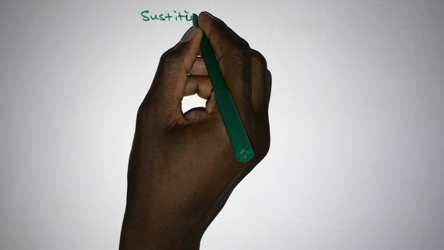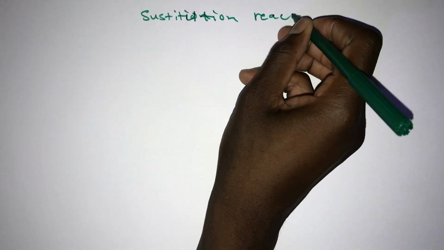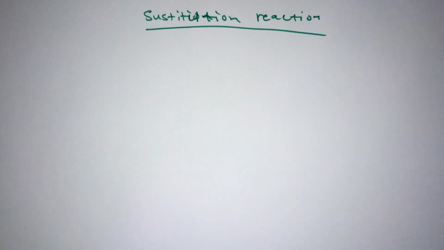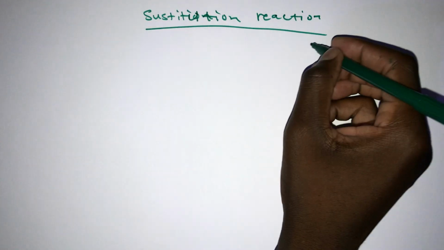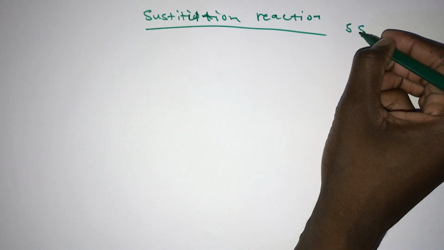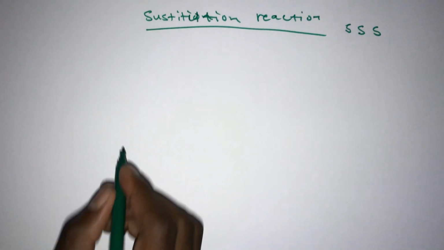Substitution reaction. So for substitution reaction, remember we said it's from single bond to single bond. It means that this is substitution reaction. So these are S's, SSS, triple S. Oh, we can call them S's, right? Kidding. All right. So since it's from single bond to single bond, check what's going to happen.